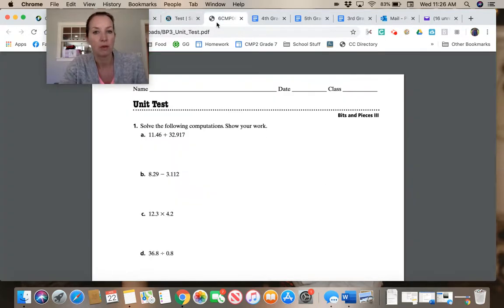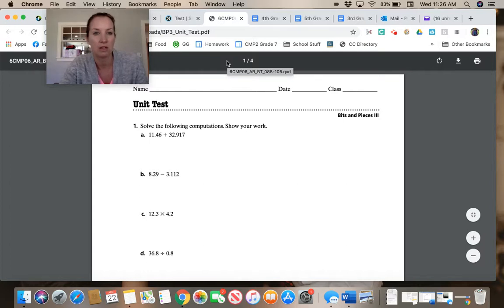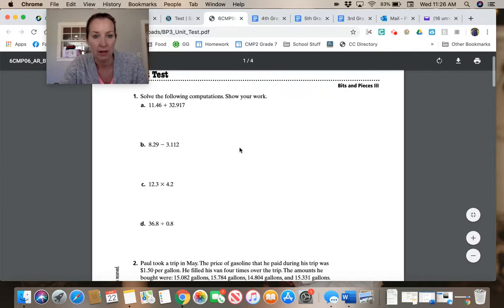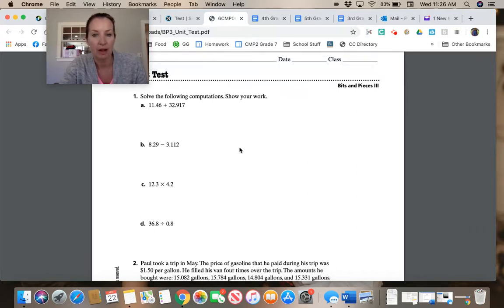So let me go through the questions here so that you know what you're supposed to do. The questions are the same on the digital test as on the paper test. So number 1 is solve the following computations, show your work. So you would just do the adding, the subtracting, the multiplying, the dividing.